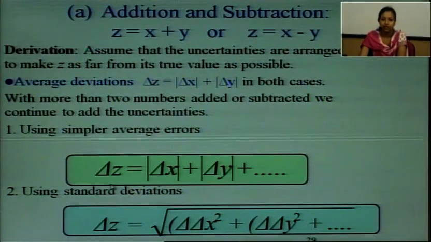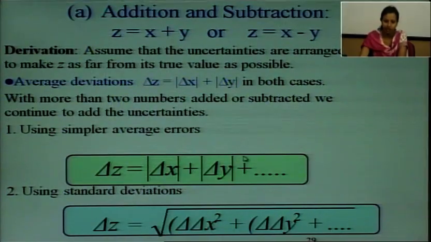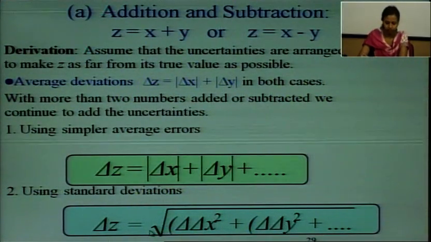So simply, if we take the average error, delta z is equal to delta x plus delta y. But if we take the standard deviation, then it is equal to the square root of delta x square plus delta y square and so on, the sum of all these.